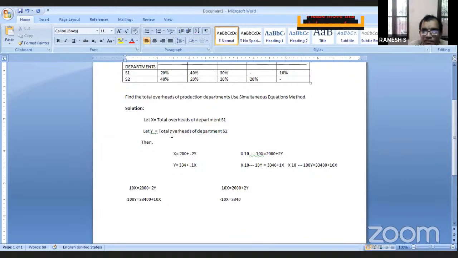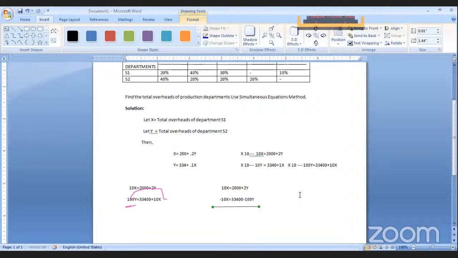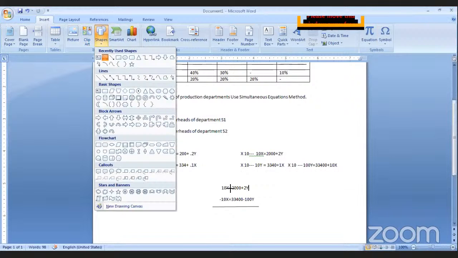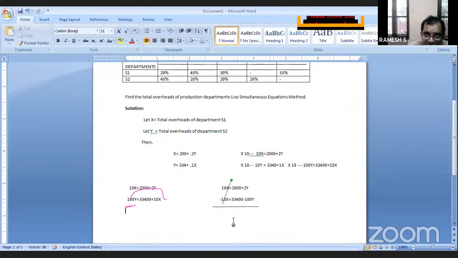33,400. See, here it is plus 100y. You have to bring it to this side. So when you bring it to that side, it will become minus 100y. So 33,400 minus 100y it will be. So like this, it is going to be there. Did you understand, dear students? Yes, sir. Now you can see. Now you have to solve it. 10x plus 10x minus 10x can be cancelled if you are adding it.